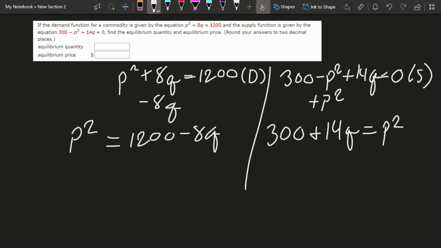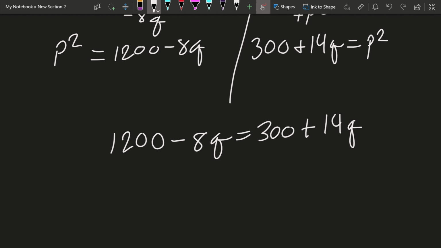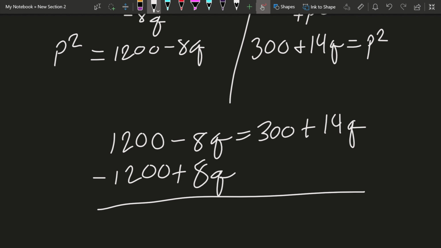Now both of these have p squared, which makes them equal to each other. So from here, you can write 1,200 minus 8q is equal to 300 plus 14q. You can now add the 8q and subtract the 1,200, which will get you negative 900 plus 22q, which is equal to 0.